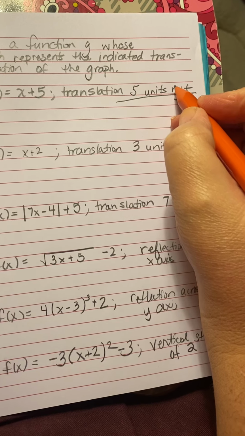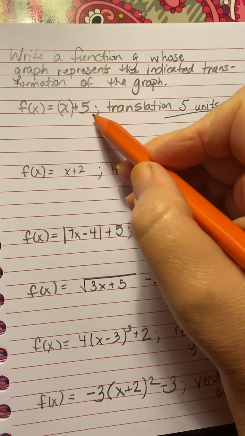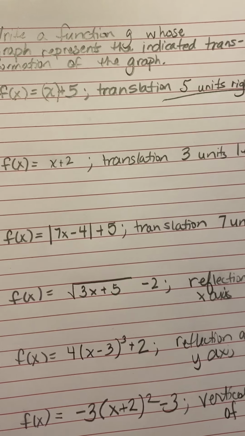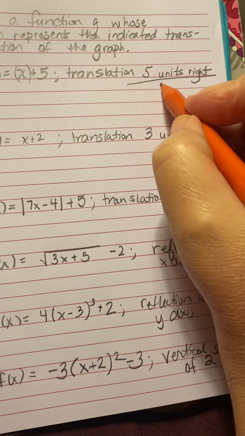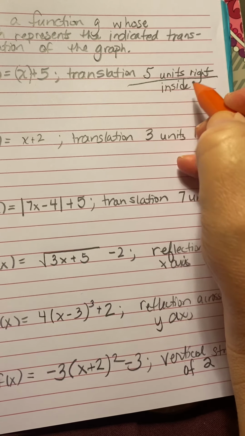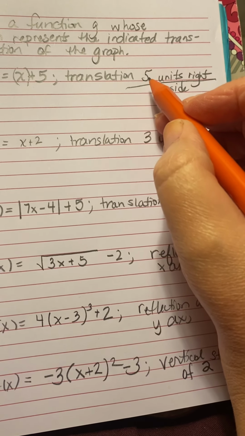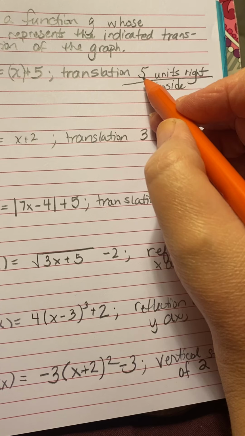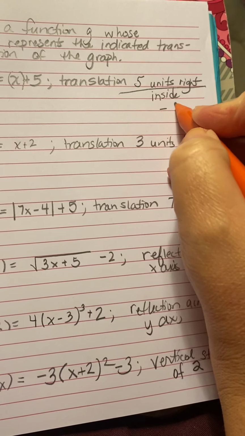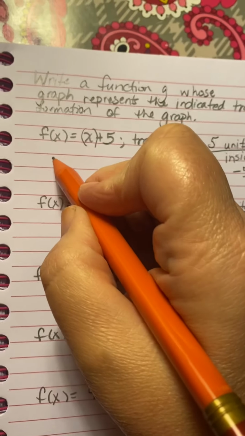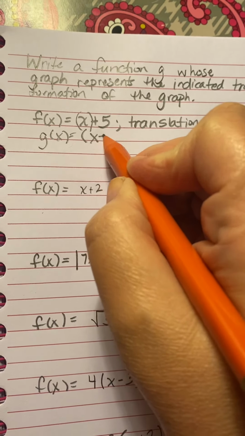5 units right. Is that a transformation that occurs inside with x or outside with the 5? Hopefully from all of our discussions in class, you realize this is an inside transformation. With that inside transformation, is that going to be a plus 5 or a minus 5 inside with x? Remember, our inside transformations are the opposite, so this would be a minus 5. So inside with x, my new function g is going to be inside with x.